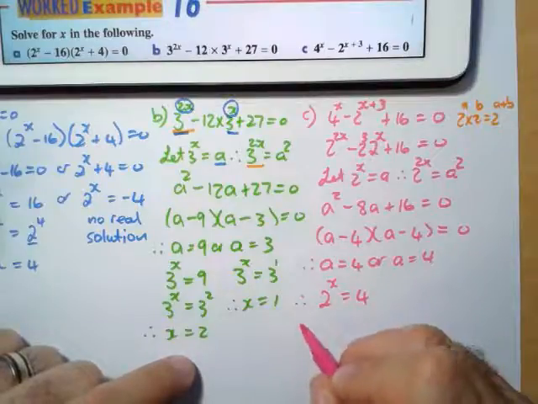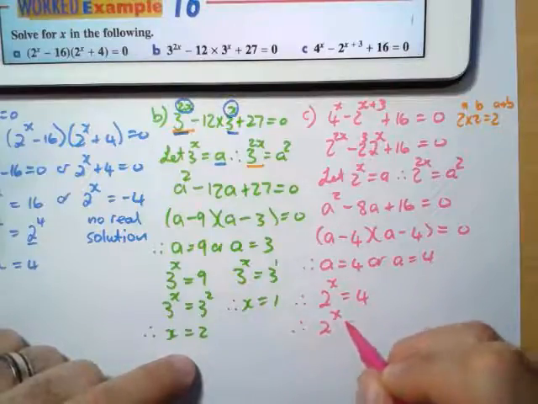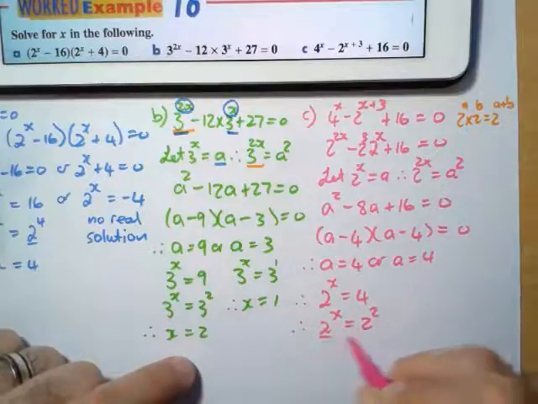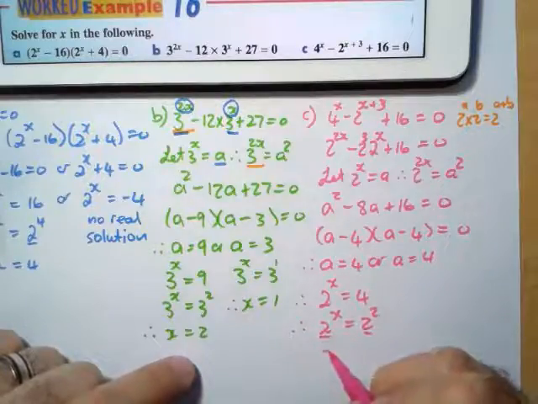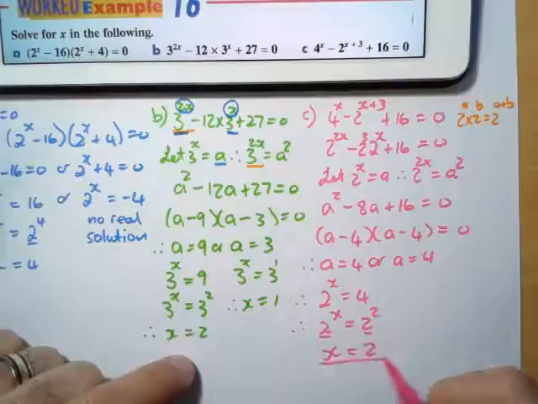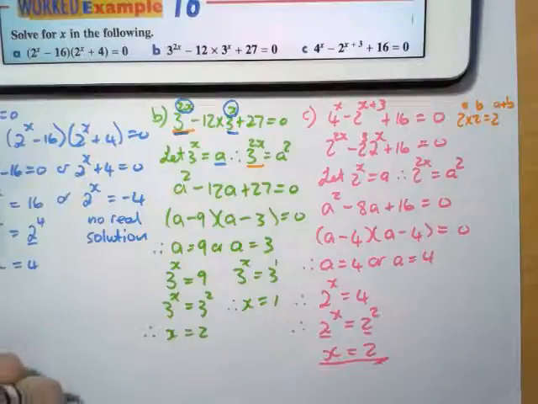Therefore, 2 to the power x equals 2 squared. The moment my bases are the same, my exponents must be the same. My answer is x equals 2.